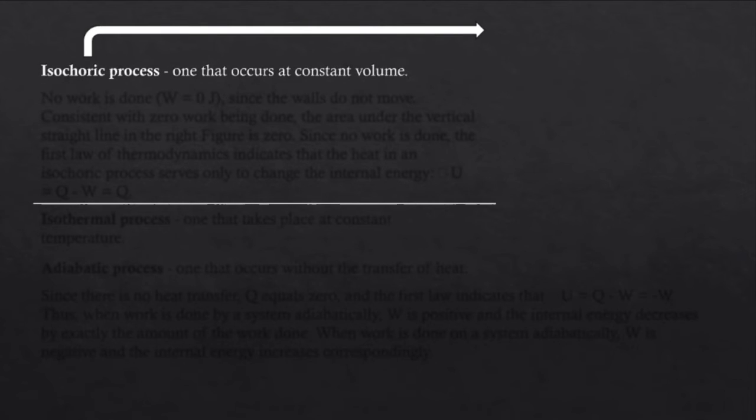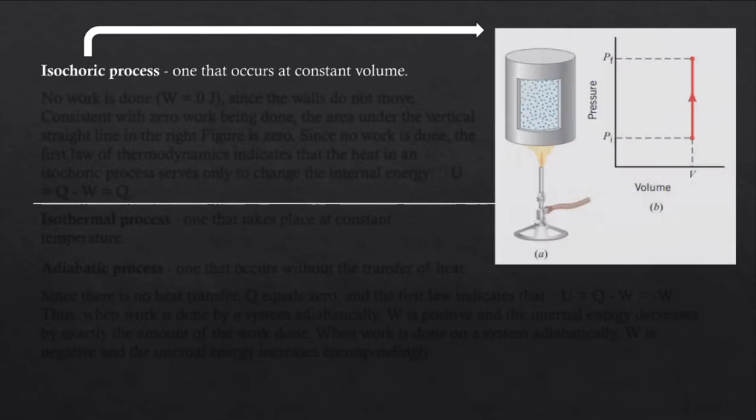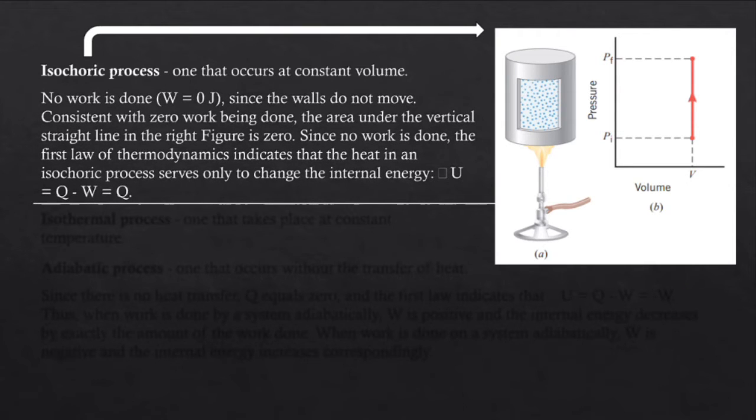Another common thermal process is an isochoric process, one that occurs at constant volume. The figure on the right illustrates an isochoric process in which a substance, solid, liquid, or gas, is heated. The substance would expand if it could, but the rigid container keeps the volume constant, so the pressure-volume plot shown in the right figure is a vertical straight line because the volume is constant. The pressure inside rises and the substance exerts more and more force on the walls. Although enormous forces can be generated in the closed container, no work is done. That would be W is equal to 0 joules since the walls do not move.